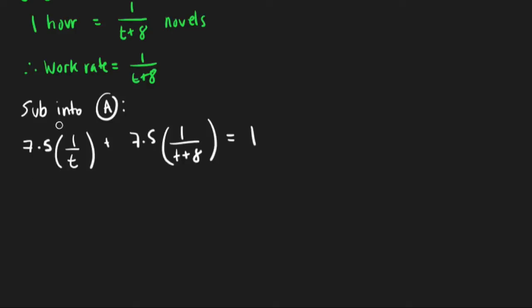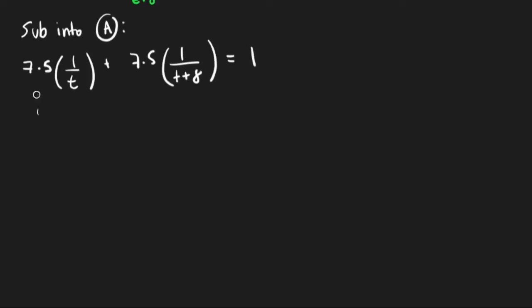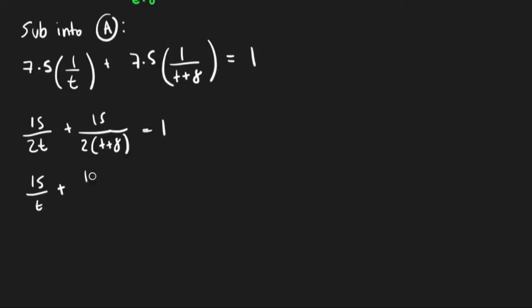And then I'm just going to go ahead and solve this. So what I'll do is I'll break this up into fraction form just to make things a little bit easier. So what does that become? That becomes, so 7.5, that's the same thing as 15 divided by 2, right? So 15 over 2t plus 15 over 2(t plus 8) is equal to 1. I'm going to multiply both sides by 2 to get rid of these 2's. So that's going to give me 15 over t plus 15 over t plus 8 is equal to 2.